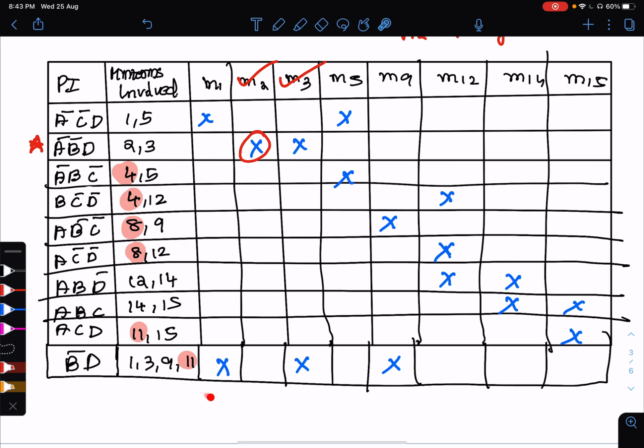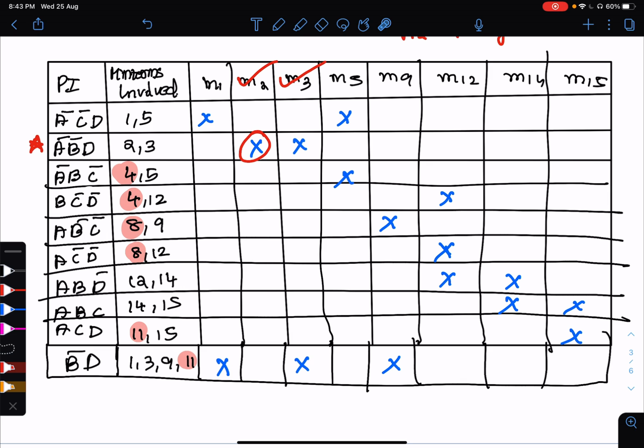M1 column first. Sorry, I am mixing up row and column. Okay, M1 column first. Then there are 2 crosses, right? So there is 1 cross here and another cross here. Corresponding prime implicants are B dash D and A dash C dash D.